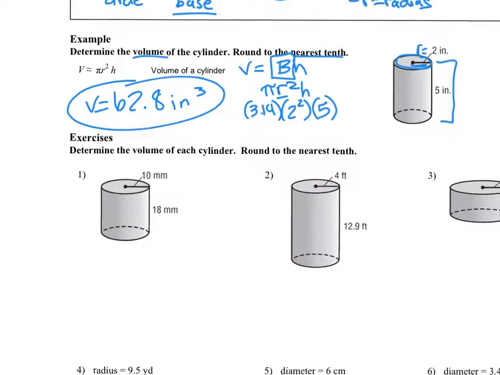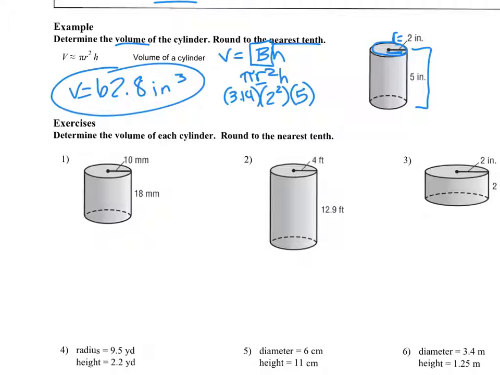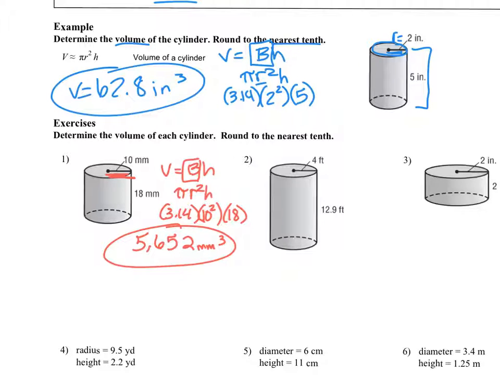Exercise 1, down here at the bottom, determine the volume of each cylinder. So again, I'm going to write my formula, where that's the area. So that's going to be pi r squared times height. So 3.14, they already gave me my radius. That's just halfway across that circle. 10 squared times 18. So 3.14 times 10 squared times 18. So you should get 5,652 millimeters cubed.